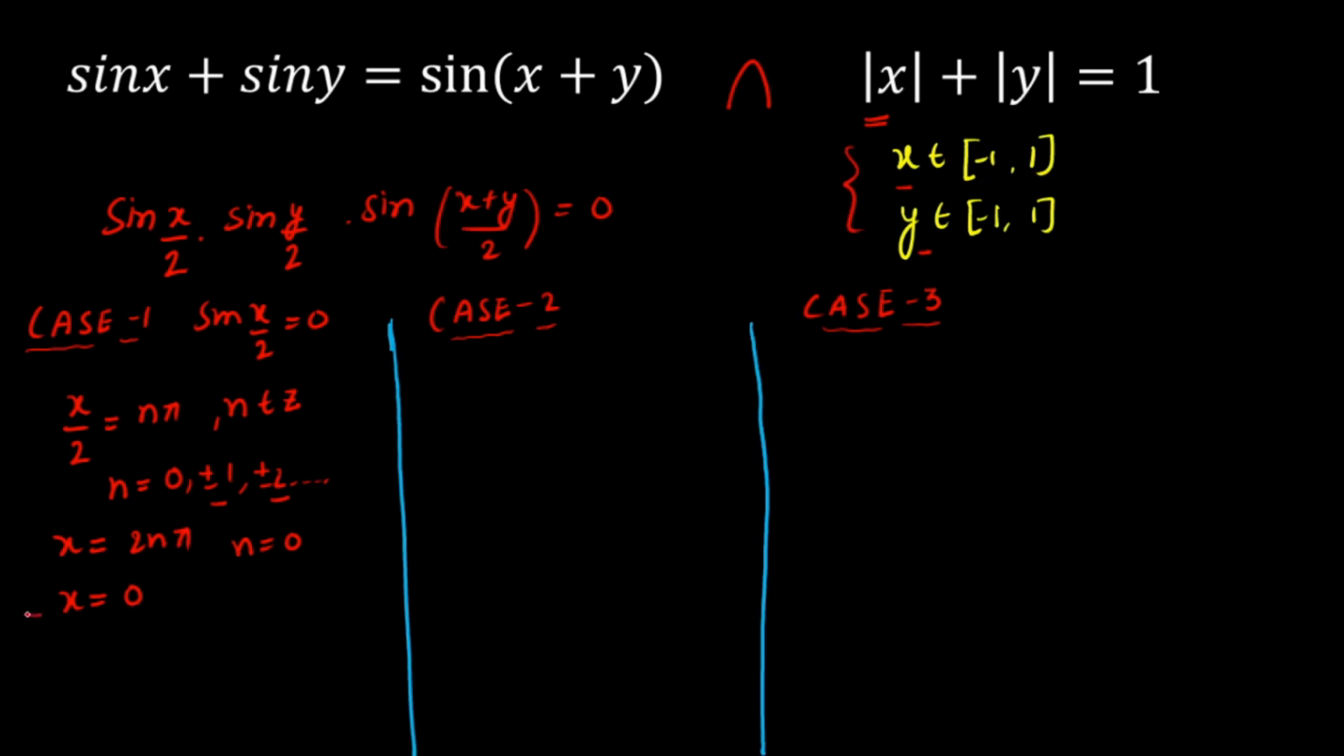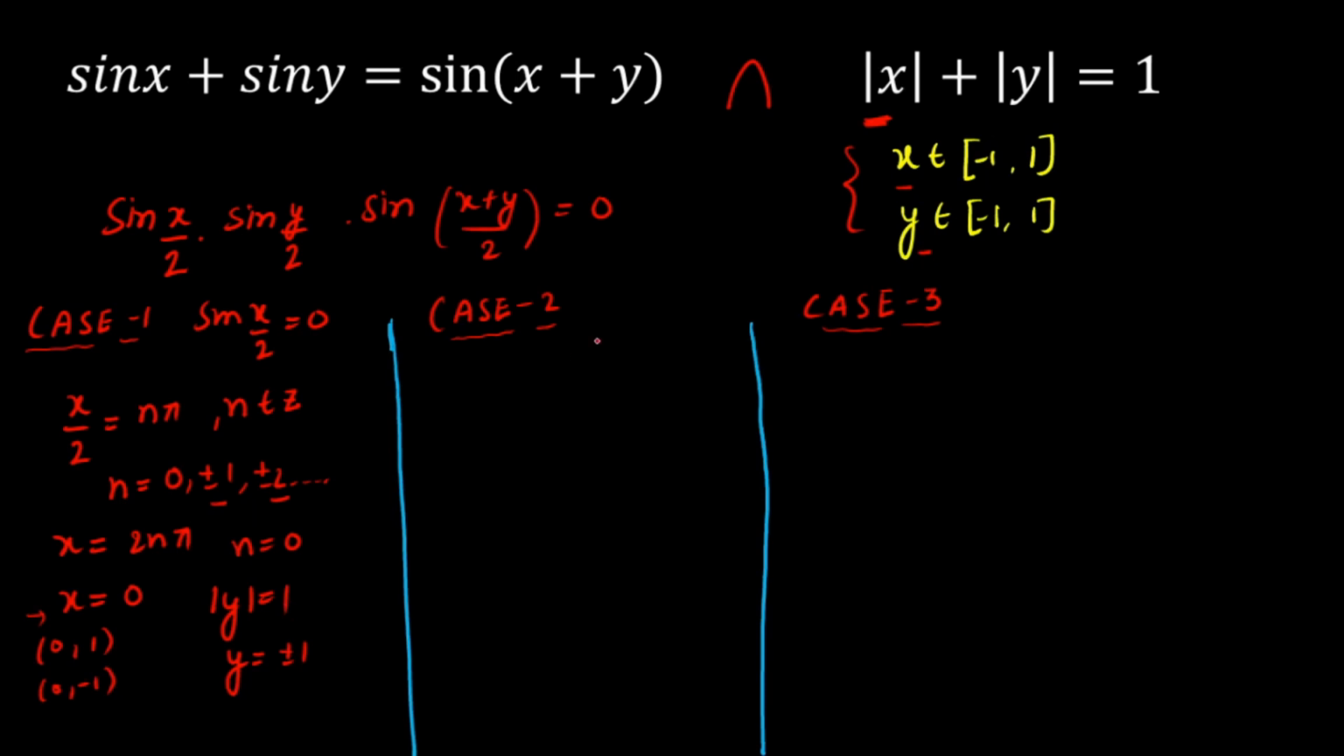If x is equal to 0 is the only solution, that means in the second equation, that is mod of x plus mod of y is equal to 1, if I put x is equal to 0 here, I'll get mod of y is equal to 1, because the solution is the intersection of these two. If mod of y is equal to 1, the value of y is equal to plus or minus 1. Now our final solution from here must be (0, 1) and (0, minus 1). As you can see, x is always 0 and the values of y will be plus or minus 1. So I got two ordered pairs from this case 1.